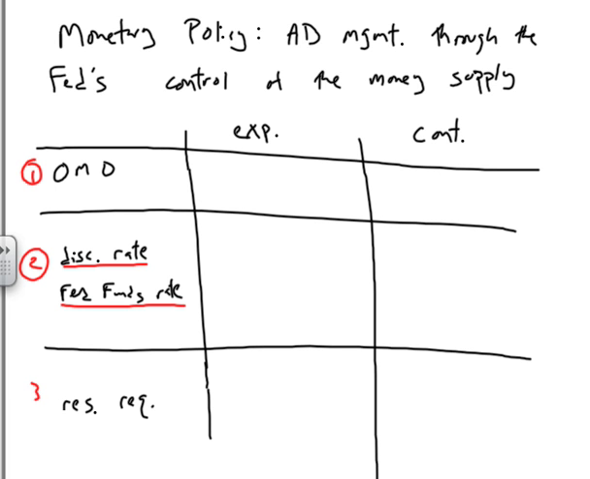And the third tool the Fed has is the reserve requirement, and that is that the Fed can change the percentage of deposits that banks are required to hold on hand, and by changing that, the Fed can influence the money supply. So, of course, monetary policy, just like fiscal policy, can either be expansionary or contractionary.